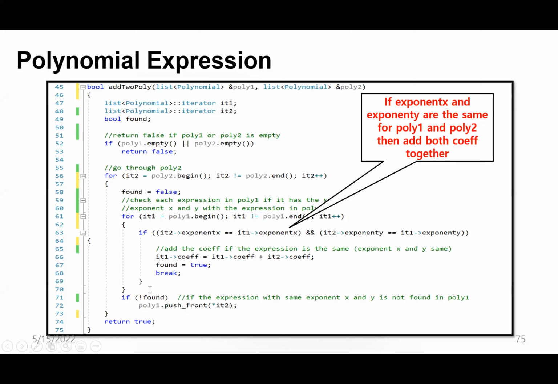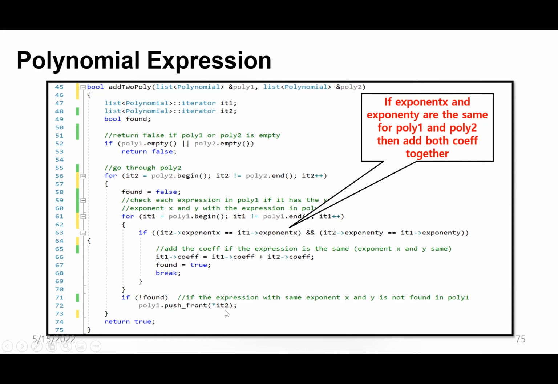But if I cannot find it, let's say in my poly 2, I have one expression 3xy2, but poly 1 doesn't have it. Or let's say in poly 1, I have this expression 3xy2, but poly 2 doesn't have it. Then I have to insert this in poly 1 as well. So that's why you have this part here.